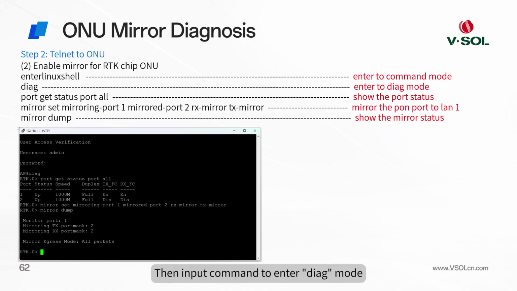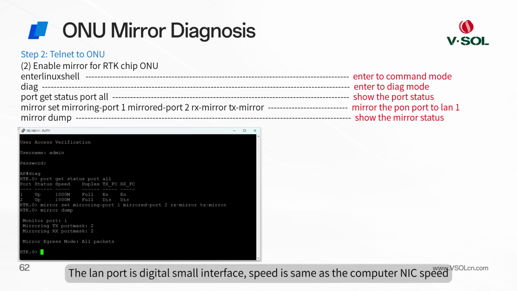And you can use the commands to show the ONU ports first. Normally, the PON port is the larger port number and the speed is 1000 mega. The LAN port is the smaller port number. The speed is the same as the computer NIC speed.